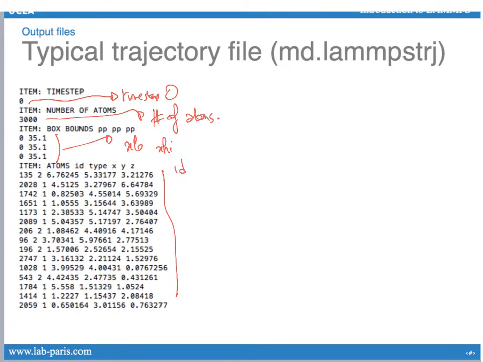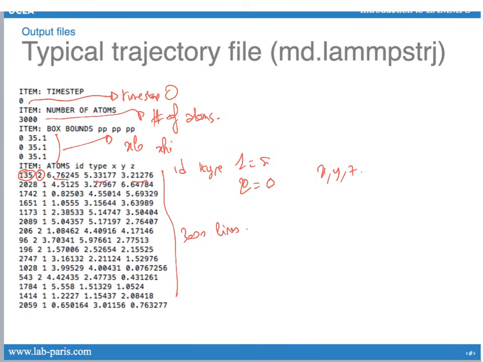You have first the atom ID. Be careful that sometimes the atoms get mixed up, so it's not necessarily ordered 1, 2, 3, 4, 5. They can be ranked in a different order. Then you have the type, with the same format as the one we had before, 1 being silicon, 2 being oxygen, and then you have the positions x, y, and z for each atom. And this will be repeated for all the atoms. So here you will have 3000 lines for all the atoms.